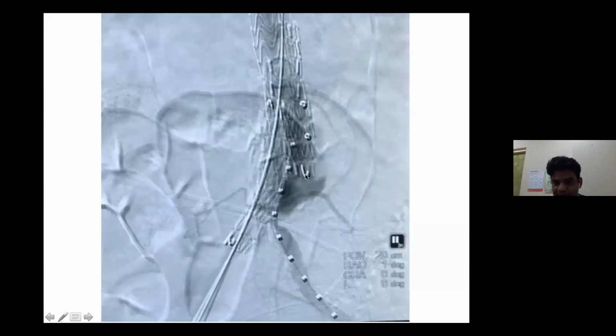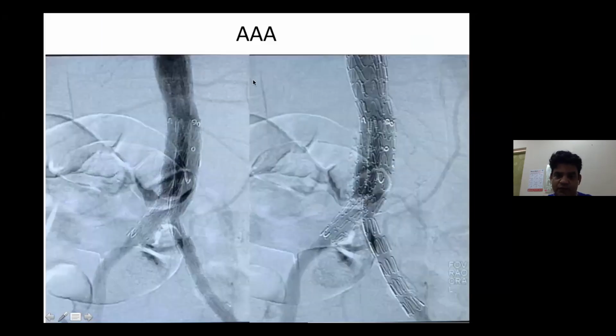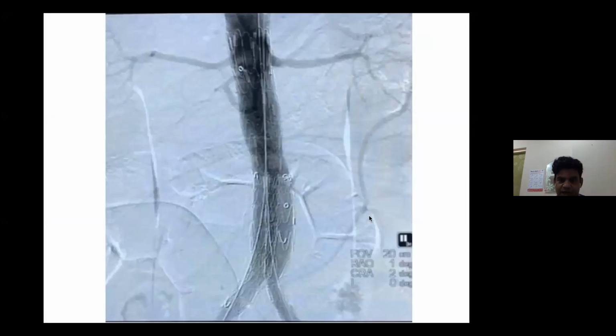So we just have to cannulate, and there are many techniques to cannulate and to confirm whether you are in the true lumen or not. And we went ahead and cannulated and deployed the limb. And once you have deployed the limb, this is the main body, and this is the extension of the main body, and this is the limb which has just been deployed, and this is a good apposition, and this is how it looks.